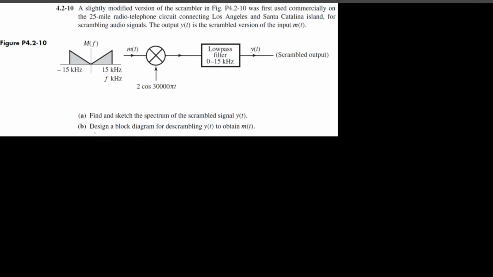And then the B part is asking to design a block diagram for descrambling y of t to obtain m of t. So we have to get this one back from whatever we get here. So let's go ahead and do the A part.